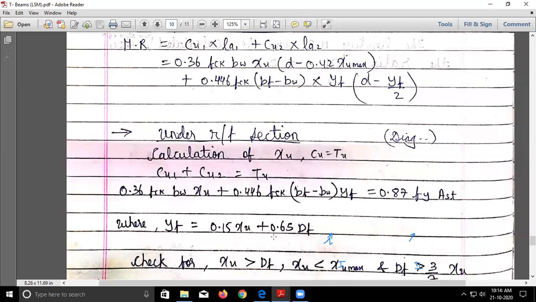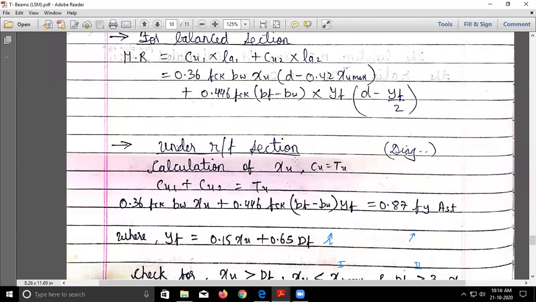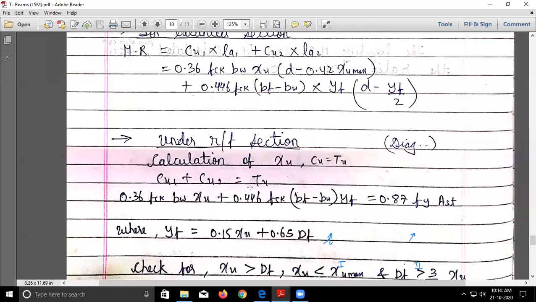Okay, so YF is given by 0.15 XU plus 0.65 DF. ठीक है, अंडर इन्फो सेक्शन के लिए क्या हो जाएगा? फर्स्ट XU कैसे फाइंड आउट करेंगे? Again Cu1 plus Cu2 equal to TU. 0.36 FC के BW into XU plus 0.446 FC के BF minus BW into YF is equal to TU will remain the same.